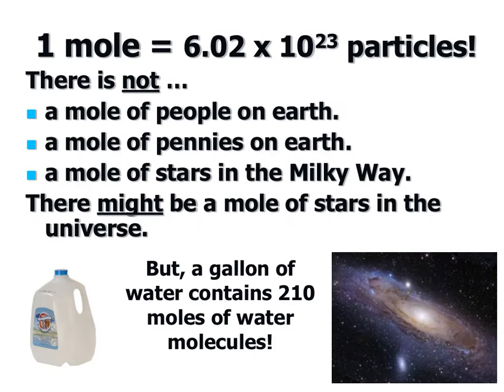Just to give you an idea of how big this number is, all right? This number is nowhere near the number of people on Earth. There is 7 billion-ish people on the Earth. That would be 7 times 10 to the 9th, okay, so 7 with 9 zeros following it. All right, a mole of pennies on the Earth. There's maybe, for each person on the Earth, maybe 100 pennies, which would make it 7 times 10 to the 11th. Okay, a mole of stars in the Milky Way, we're getting to a big number here.